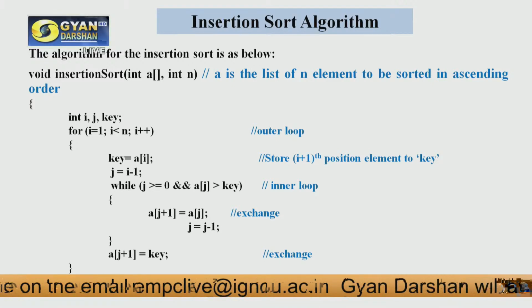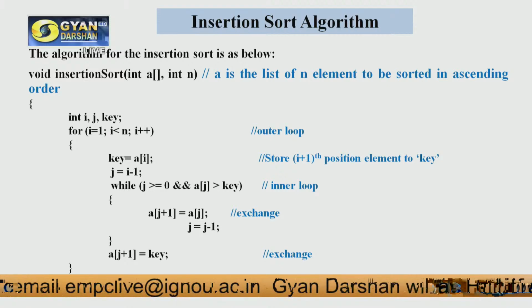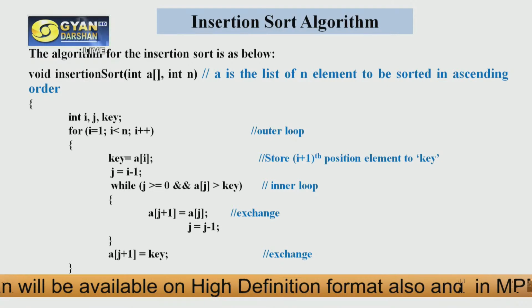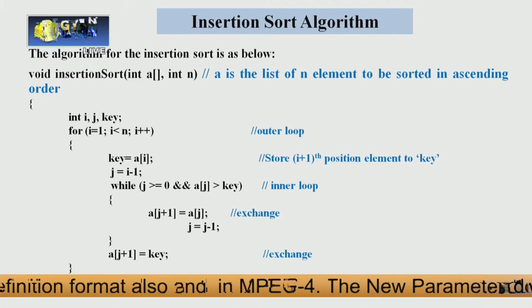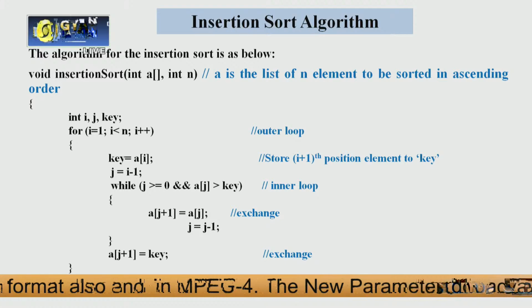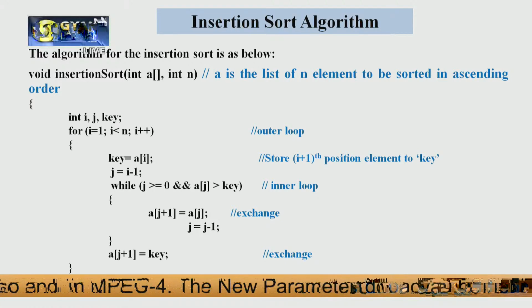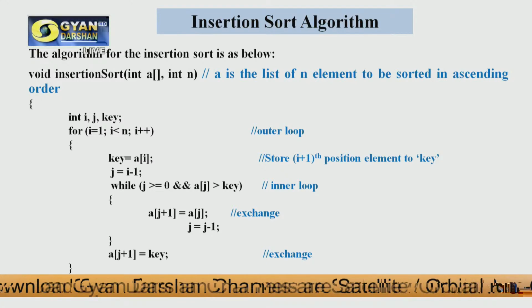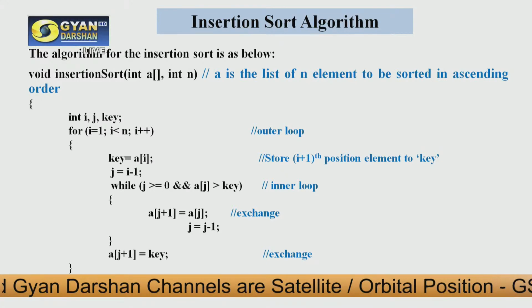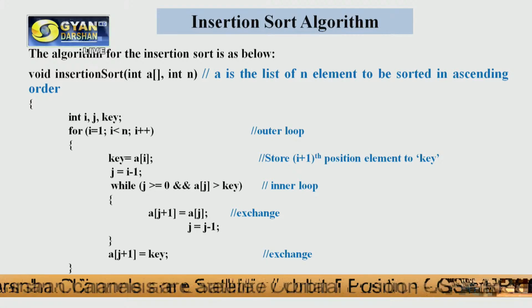So the key will now contain the third item from the unsorted list, and j will start from i minus 1, that is 1. So j will execute for 1 and 0, and it will compare the first item as well as the second item from the sorted list with the value which is stored in the key.